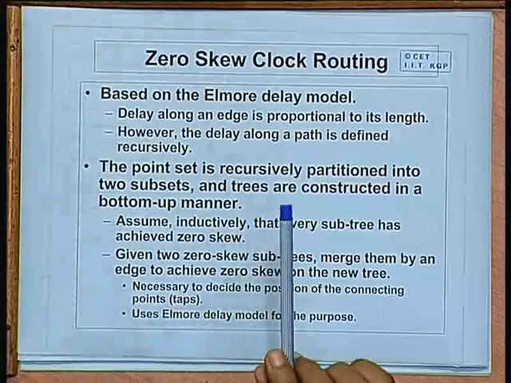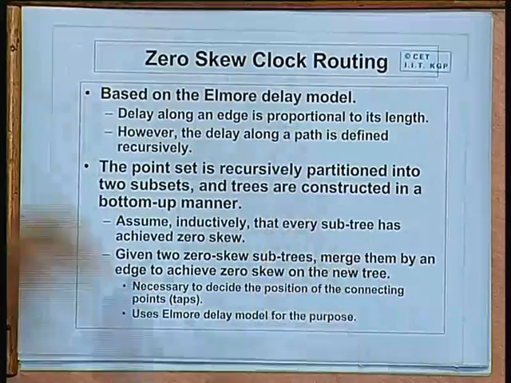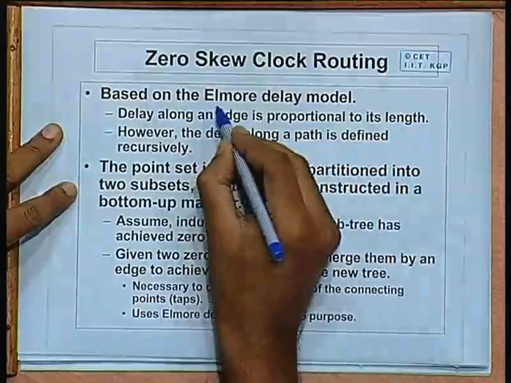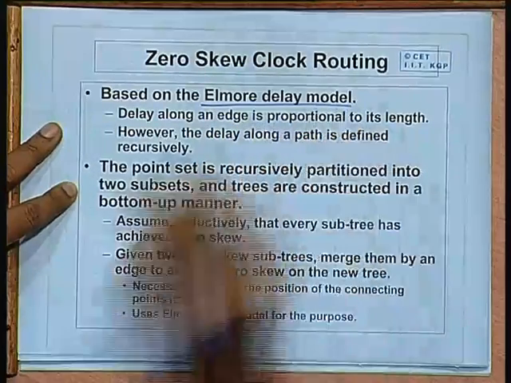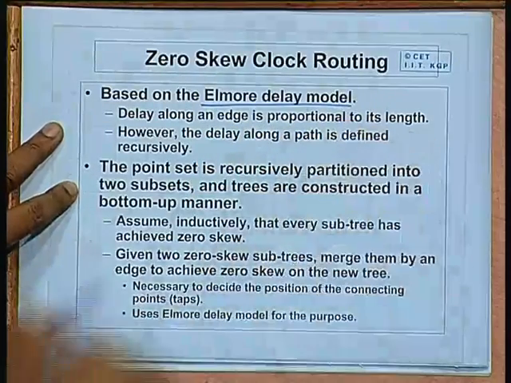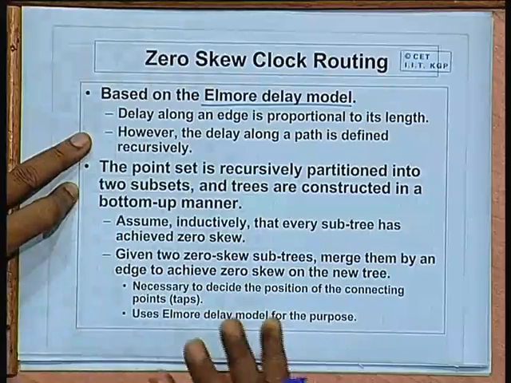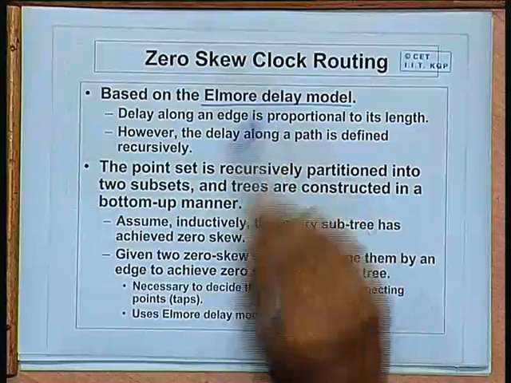In order to estimate the exact delay, you have to go for a very accurate model for the interconnecting lines and estimate the exact delay of that. One popular delay model is the Elmore delay model. So, in zero skew clock routing, what it says is that you estimate the exact RC delays of the interconnecting lines by modeling them using the Elmore delay model.